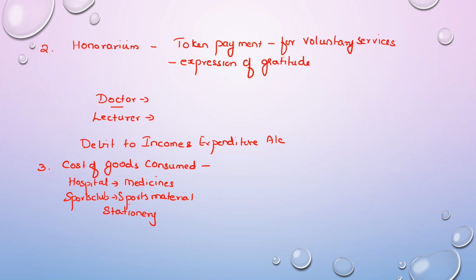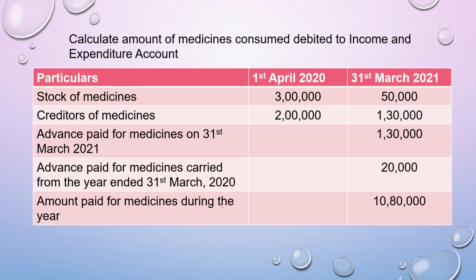I will be discussing in the further slides both these methods using an example so that the concept becomes very clear. Let us look at the example and understand this particular matter. So now I have taken here medicines. It is related to some charitable hospital. Calculate the amount of medicines consumed which is to be debited to income and expenditure account.